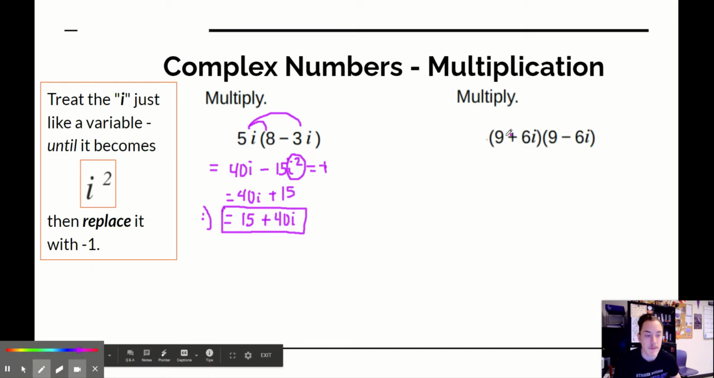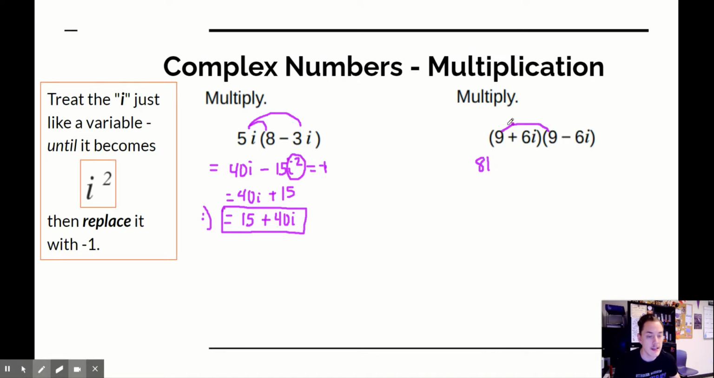This one right here, we're going to just multiply using FOIL just like we normally would. 9 times 9 is 81. 9 times negative 6i is negative 54i. And then I have the same thing here, positive 54i. And then this is negative 36i squared. These actually go poof, so thank our lucky stars. 81 minus 36 times negative 1, because that's what i squared is. And so this becomes a positive 36, so 81 plus 36 is 117.